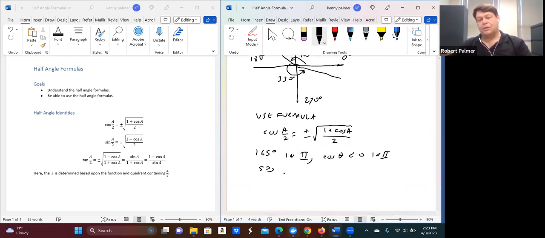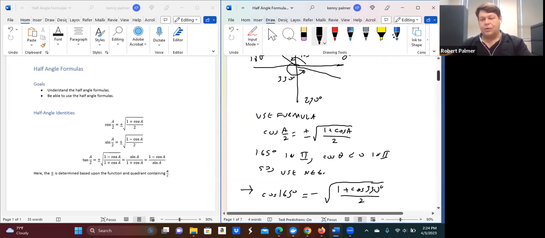So we're going to use the negative part, the negative formula, okay? And so let's plug all this in. So we're going to have the cosine of 165 degrees is equal to the negative square root of 1 plus the cosine of 330 degrees over 2.